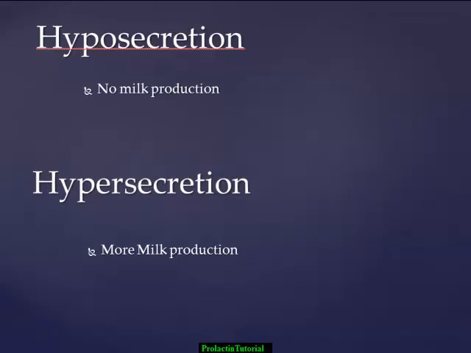Hypersecretion, if there really is such a thing, just creates more milk production. I don't know that there's ever been a female that's produced too much milk, because the production of milk has to go one-on-one with the expulsion of milk, and that's going to be a part of the oxytocin hormone. This completes the tutorial on prolactin.